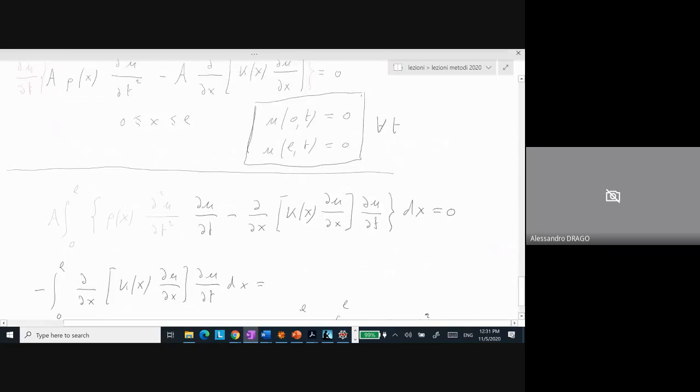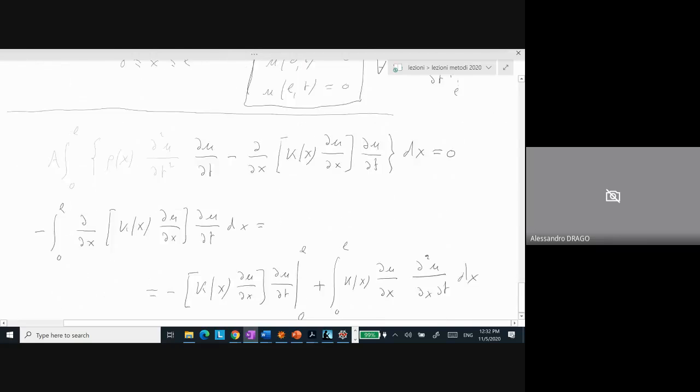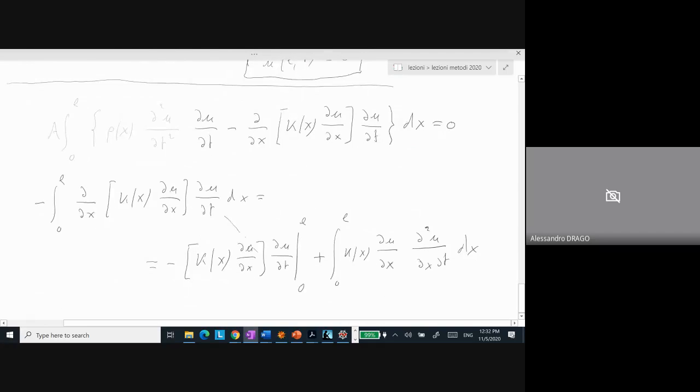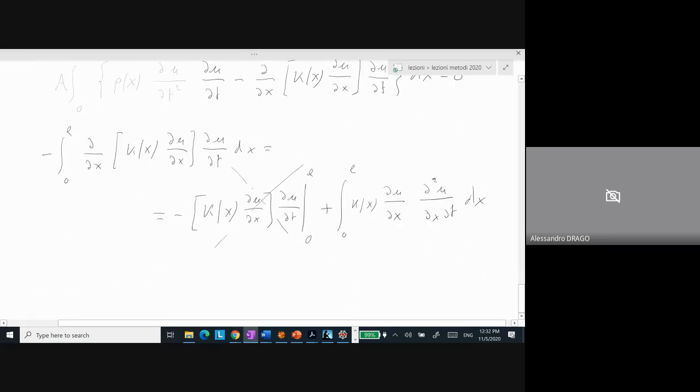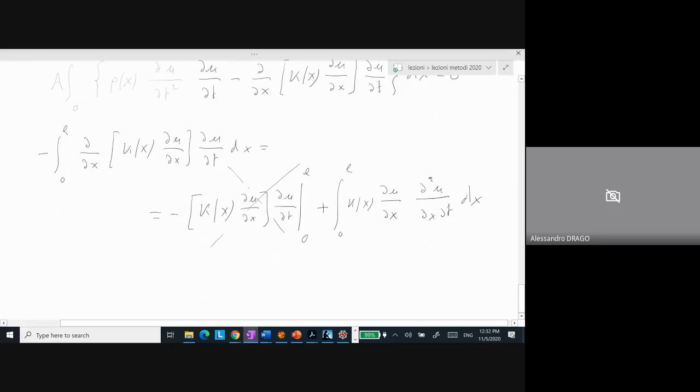We write this explicitly. This implies that du over dt evaluated at 0 is equal to 0, and the same is for L. So this object here now vanishes because of the time-independent boundary conditions. So this is the first point. The second point is I can rewrite still this object.